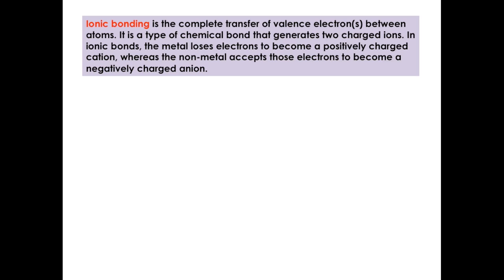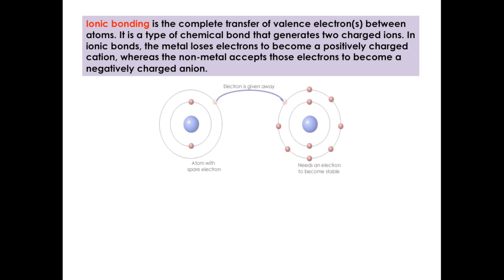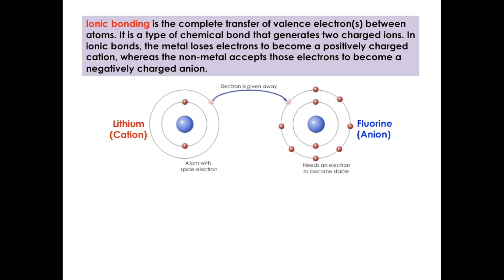Ionic bonding is the complete transfer of valence electrons between atoms. It is a type of chemical bond that generates 2 charged ions. In ionic bonds, the metal loses electrons to become a positively charged cation, whereas the nonmetal accepts those electrons to become a negatively charged anion. In the example, we can see lithium in the left as the cation, the giver, and fluorine, the anion, as the receiver.